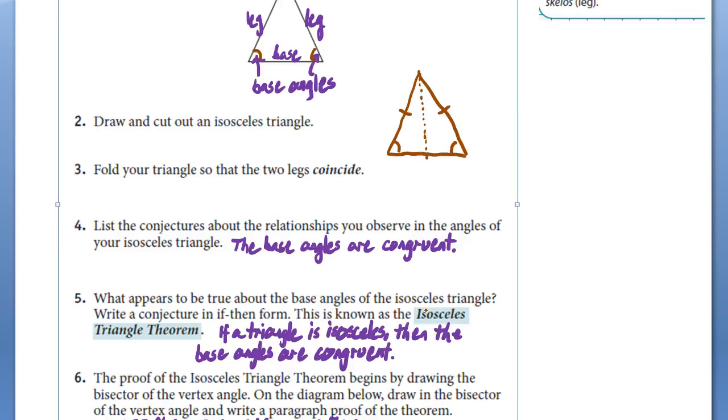And this is known as the isosceles triangle theorem. So I'm going to take that idea, the base angles are congruent, rewrite it, but with the words if and then. How about like this? If a triangle is isosceles, then the base angles are congruent. That's the isosceles triangle theorem.